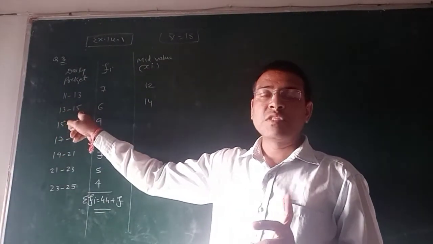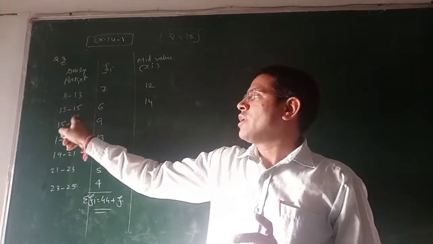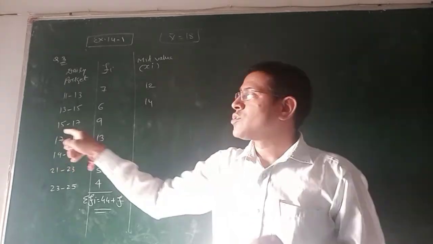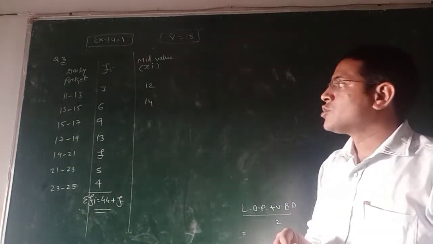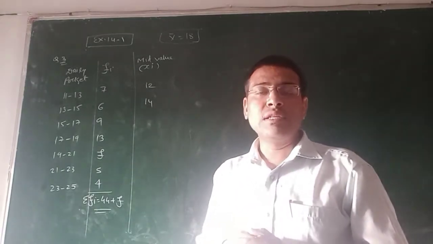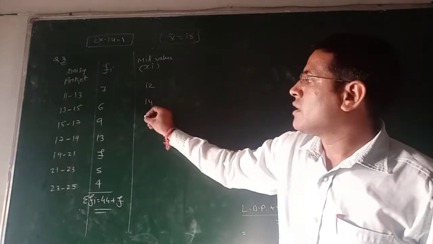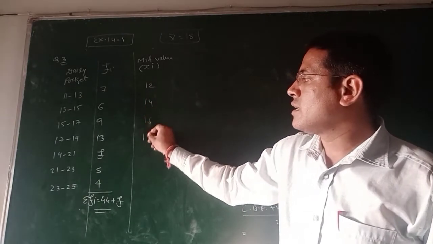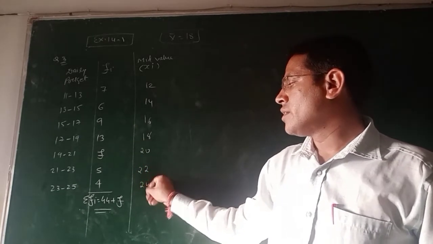13 to 15 means what? Here we have to calculate up to only 14. 14 will carry to the next class. So here we can see there is a class difference of 2 in each case. So what is to be done? Without calculating each and every step, we will directly add 2 in every case. 12, then 14, then 16, then 18, then 20, then 22, then lastly 24.